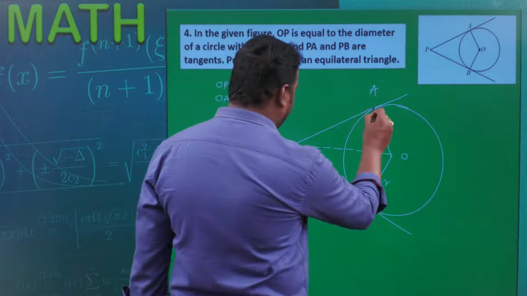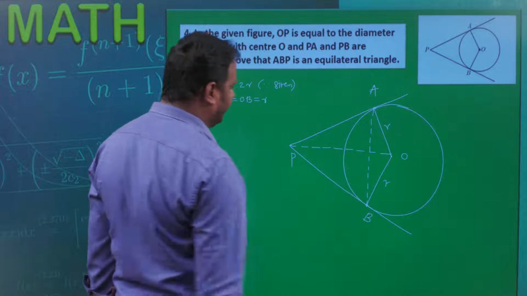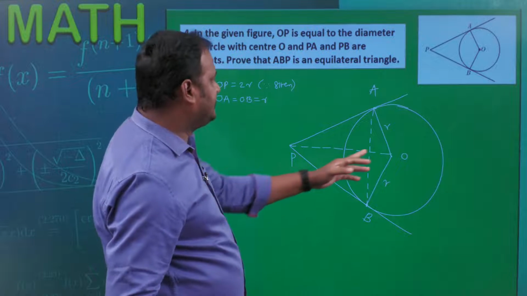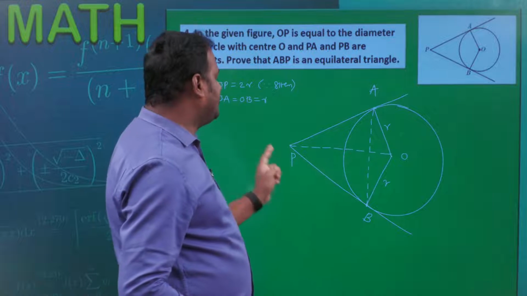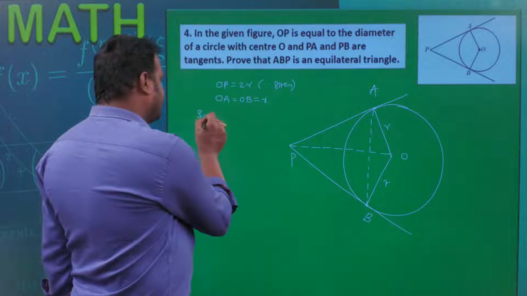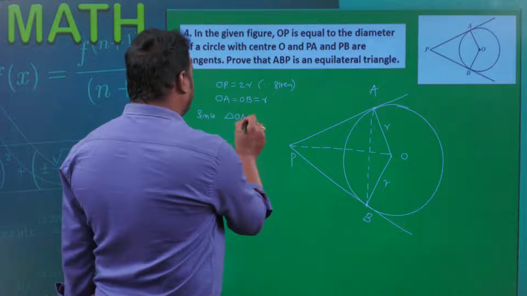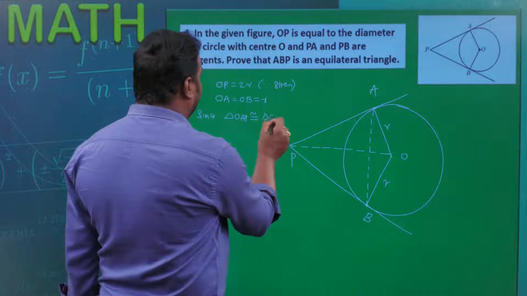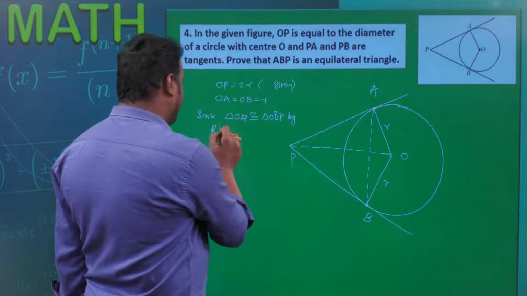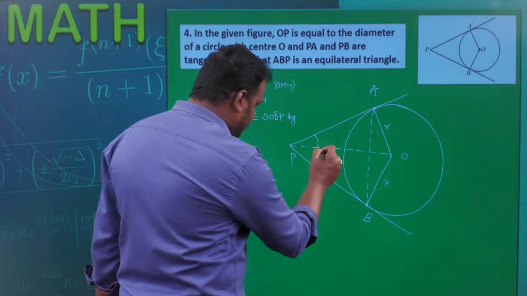I am going to join A and B also, because you need to prove that this triangle APB is an equilateral triangle. But before I start proving that it is an equilateral triangle, first of all, I know that triangle OAP and triangle OBP are congruent. Since triangle OAP is congruent to triangle OBP by, what is that congruence? RHS congruence. Since they are congruent, by CPCT, this angle is equal to this angle.